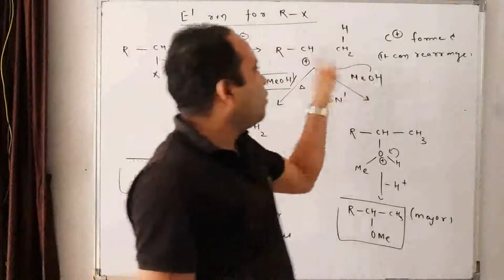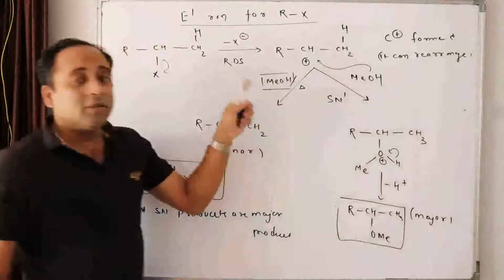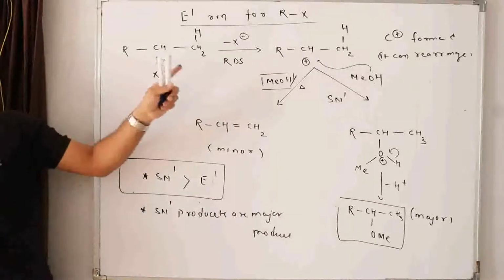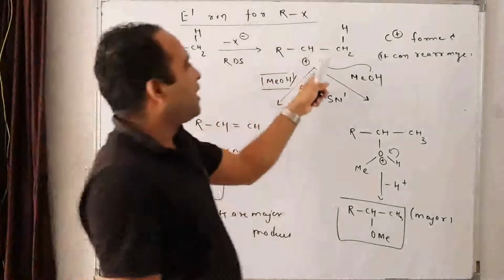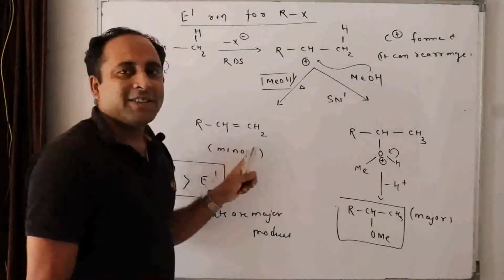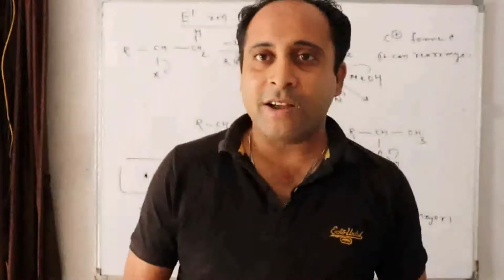Carbocations can add a nucleophile. Yes or no? And also I said that carbocations can eliminate a beta hydrogen in the presence of a base to form alkenes. These are the three functions of carbocation. Note it down. What did I say while teaching you carbocation?